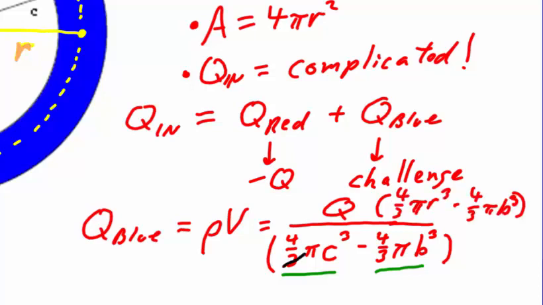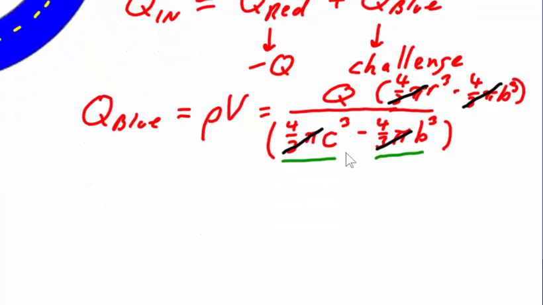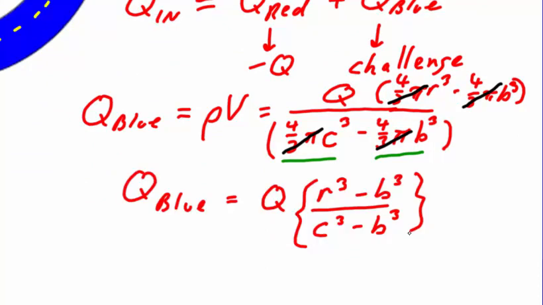After a very pretty cancellation, in which all of the 4/3 pi factors from every term in this expression drop out, we'll have a nice compact expression for Q blue, and that expression is Q blue is the total Q times the fraction r cubed minus b cubed over c cubed minus b cubed.